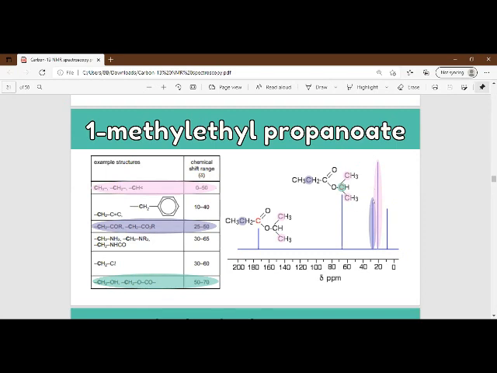Next is the purple one, which is around 28. If you look at the table, it could be a carbon attached to a carbon-oxygen double bond. So this is what it means. The carbon is attached to a carbon-oxygen double bond. Hence this one.